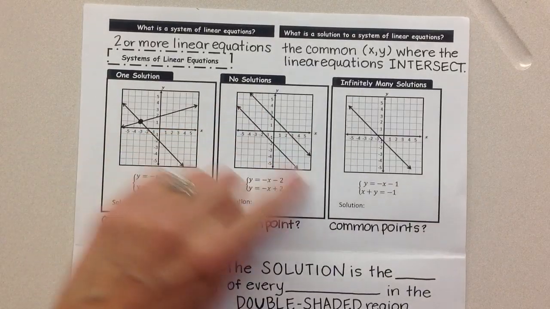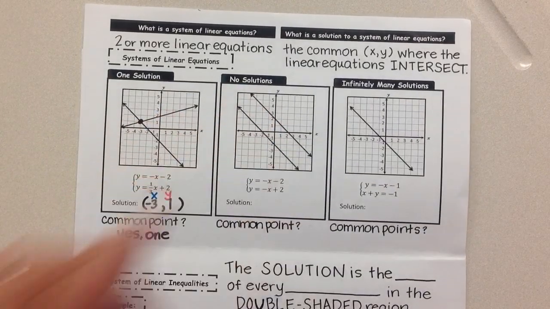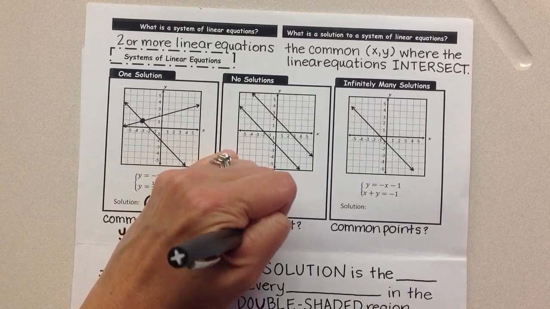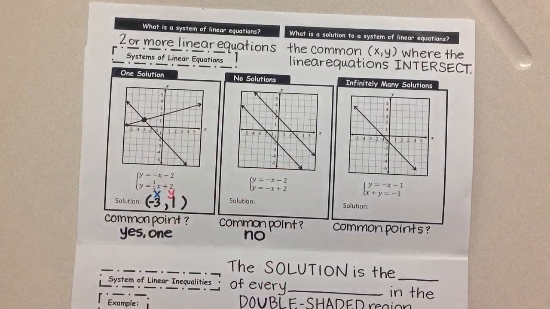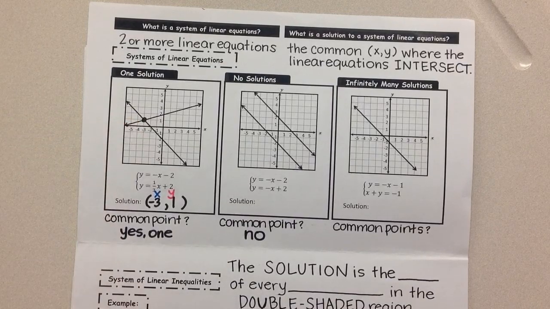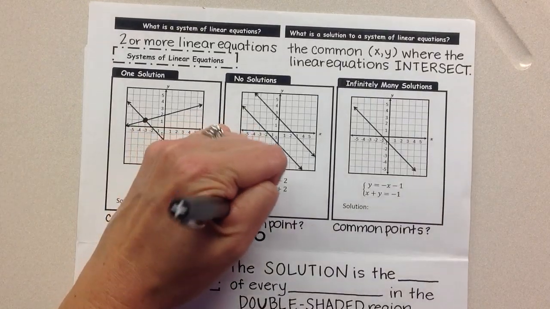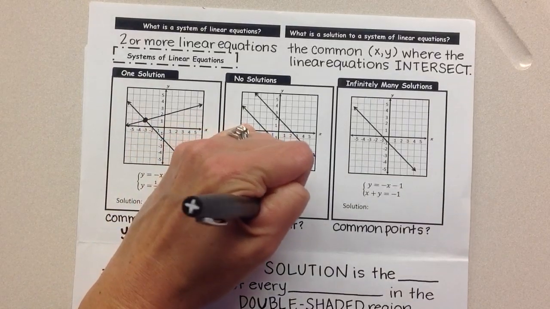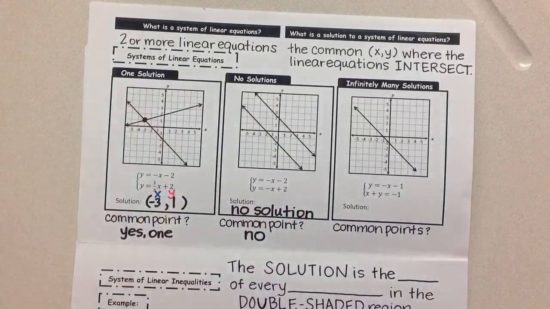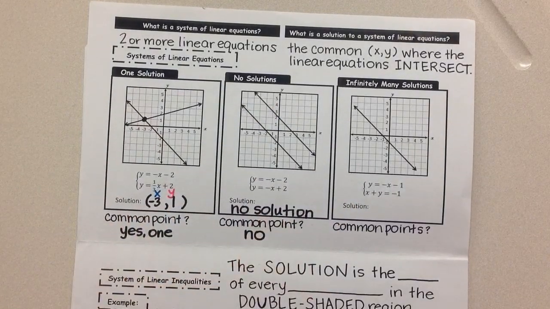Okay, so what happens if you're looking at a graph and you don't have lines that intersect, meaning you have parallel lines? Do they have a common point? No. And the reason why is because they're never going to cross, they're never going to intersect like the first graph did. And so your solution would be no solution. There is no ordered pair. And notice I'm not writing 0 because 0 could be confused with an x or a y value, so I want to make sure I'm very clear that there is no solution. That means they never cross.